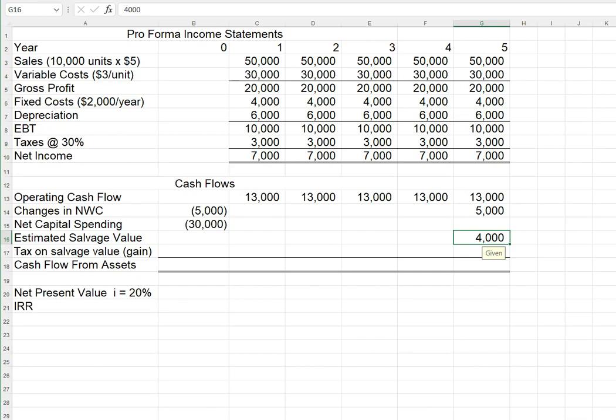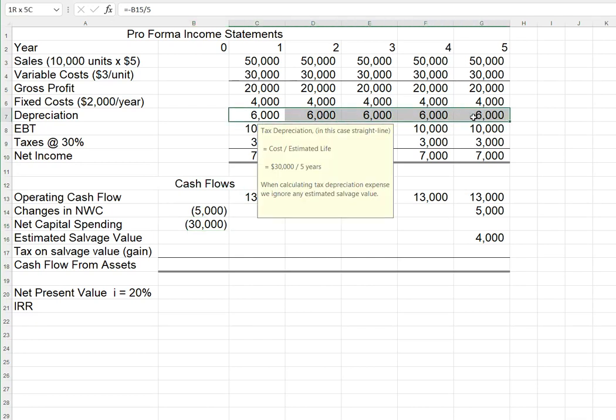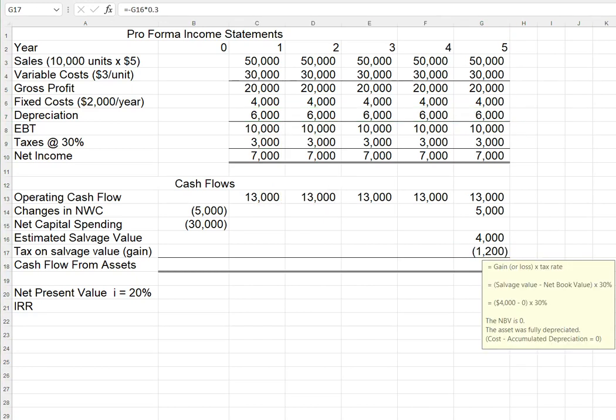Of course, if our equipment has been fully depreciated, which it is, it cost us $30,000. We took $30,000 in depreciation expense, so our net book value is 0, which means we have a $4,000 gain on the disposal of our fixed assets. And a 30% tax bracket means we're going to pay an additional $1,200 in taxes related to that gain.